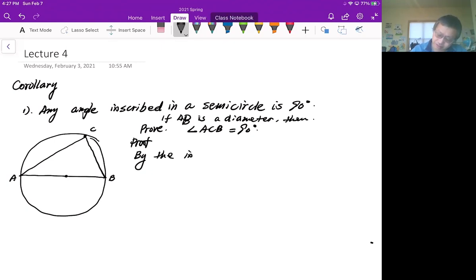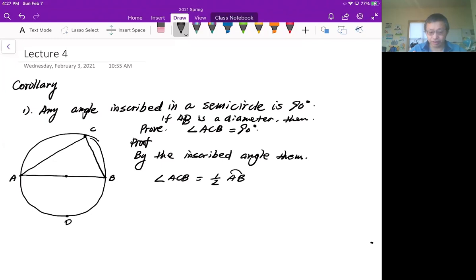By the inscribed angle theorem, the angle ACB is 1/2 of the measure of the arc AB. Let me just move that here. So maybe you have a D here. Because if I write AB, it is confusing whether it's the upper side or the lower side, right? It's actually the lower side. So it's the measure of the arc ADB, right?